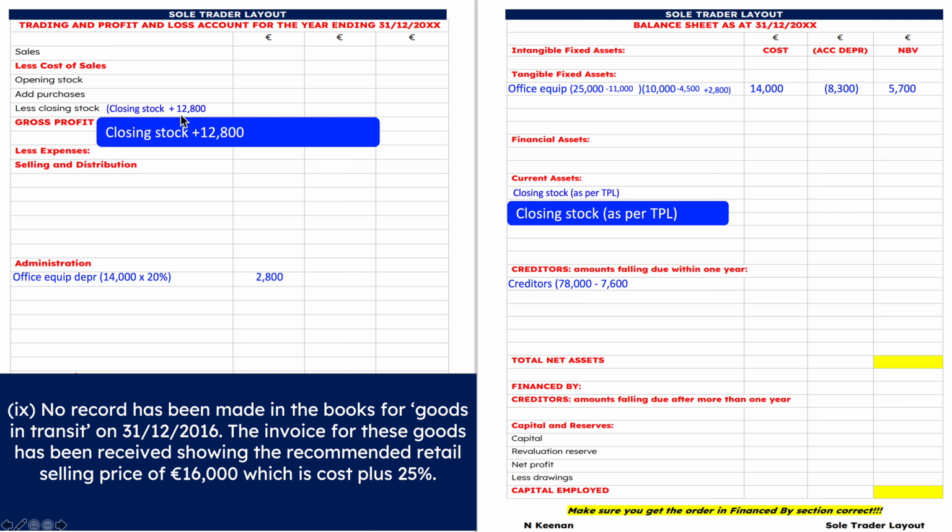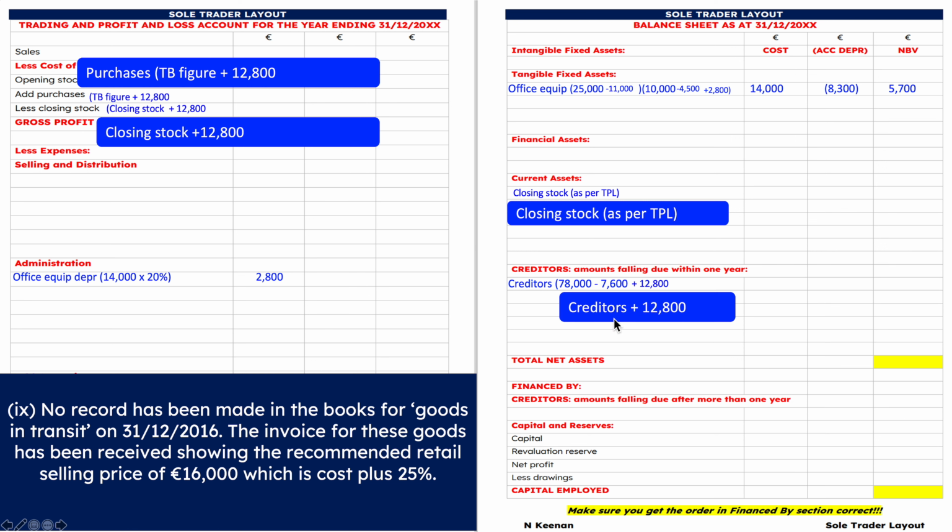So where did I get this 12,800 from? Well, the invoice was received showing the recommended retail selling price. So 16,000 is the recommended retail selling price, but that is cost plus 25%. So 16,000 into your calculators, divided by 125, multiplied by 100 is 12,800. That is what it costs to buy them from the creditor. And then we add that to our purchases figure and we'll add it to our creditors figure. So that is the recording of that invoice.